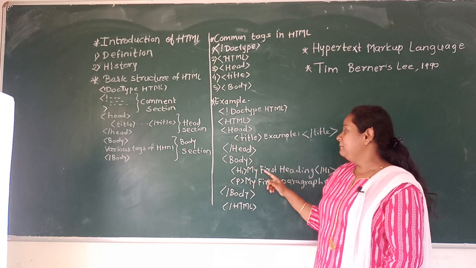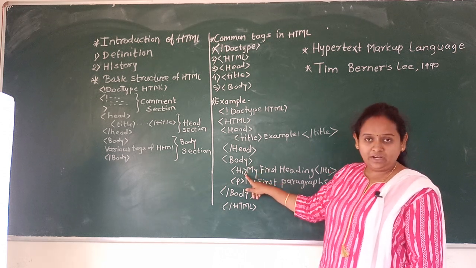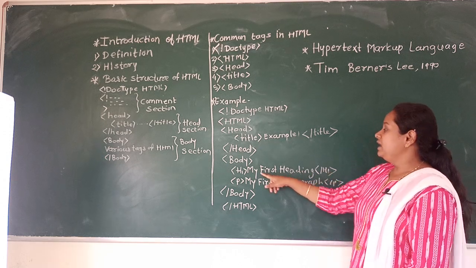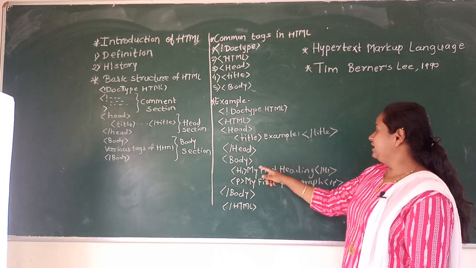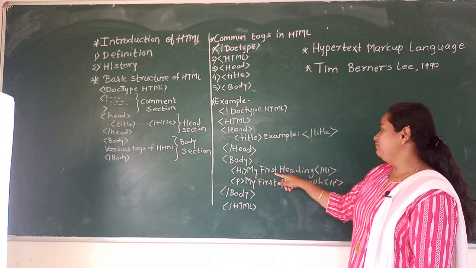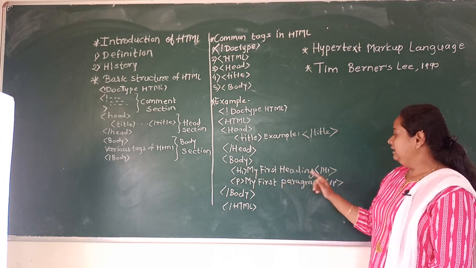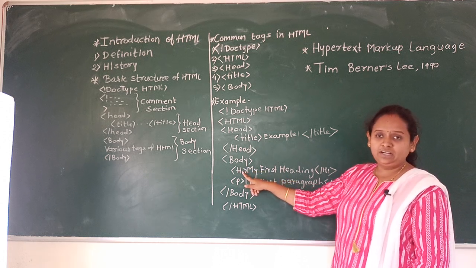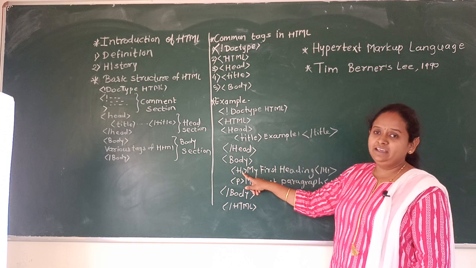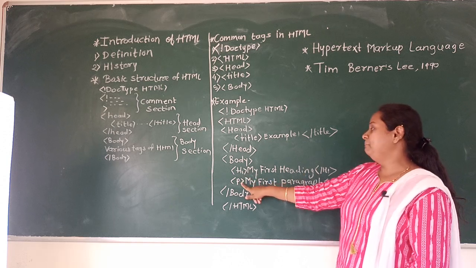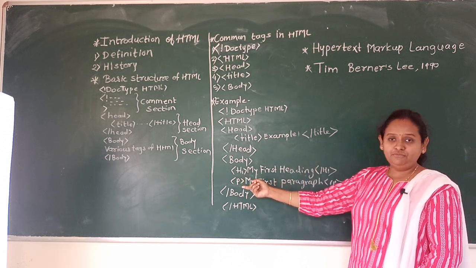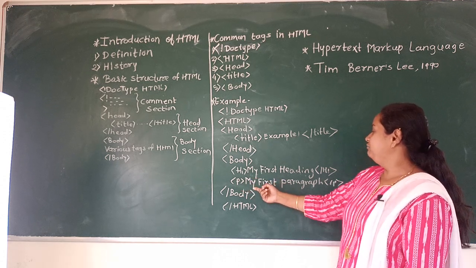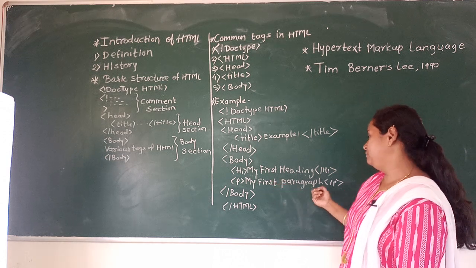Then the body tag. In the body tag we use the h1 tag. My first heading, then closing h1. In the output we can see my first heading and my first paragraph. Here we use the h1 tag, so it provides the heading in large size. Then the p tag, which is for the paragraph. We can use that tag for a paragraph. And here we can see my first paragraph.